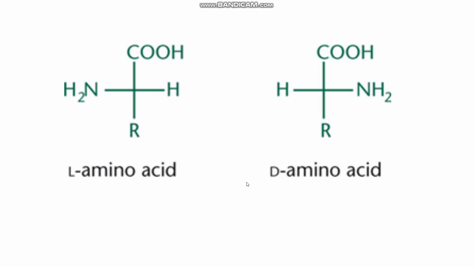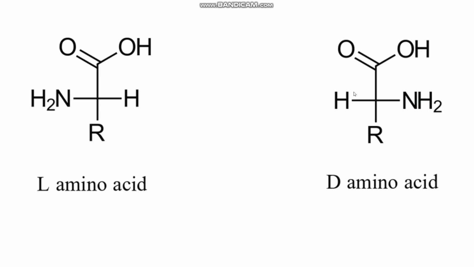So here we see the Fischer projection of amino acids. We see an L amino acid and a D amino acid configuration. It is very important to know the difference between the two. And actually, the only difference really is that in the L amino acid, the amino group is placed to the left, and here the amino group is placed to the right. The same thing we see here, right?